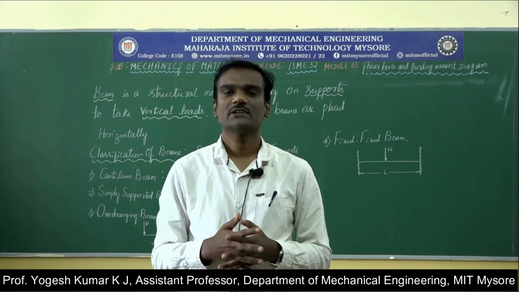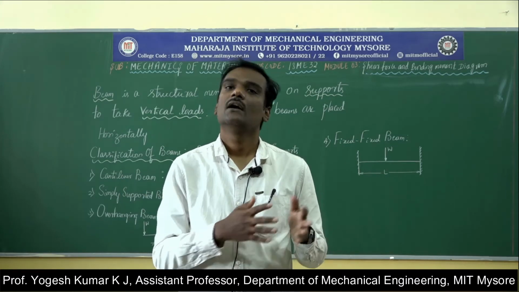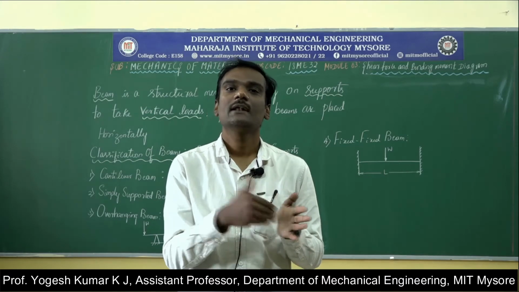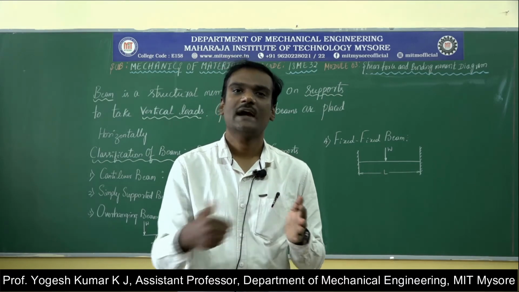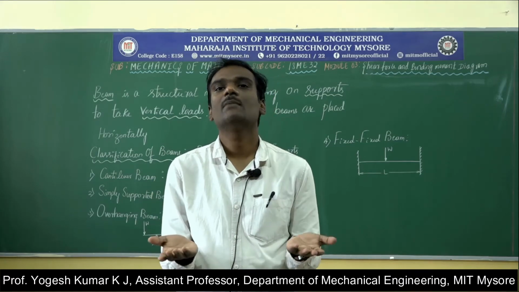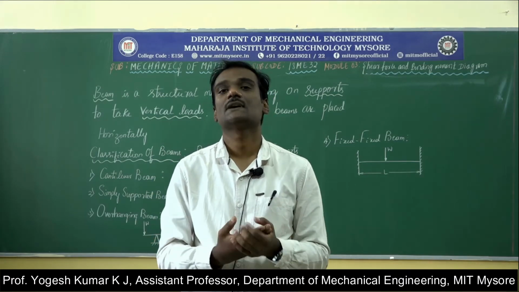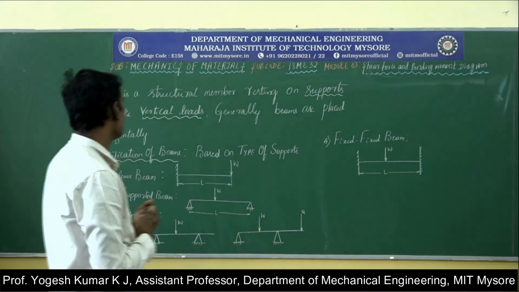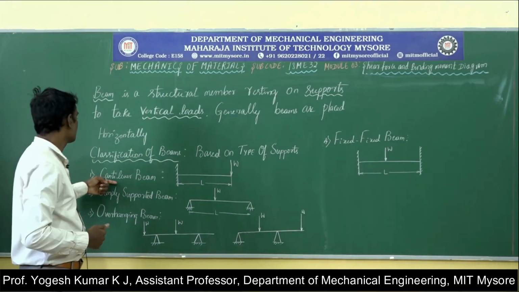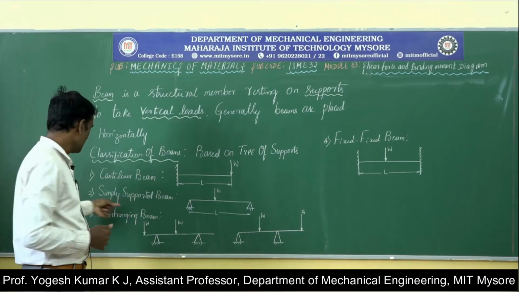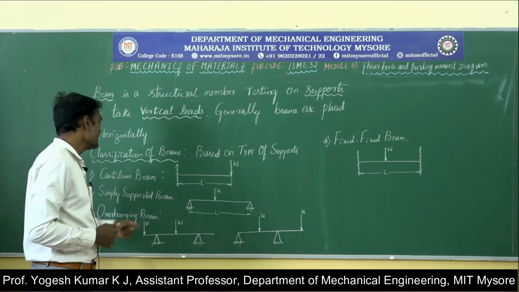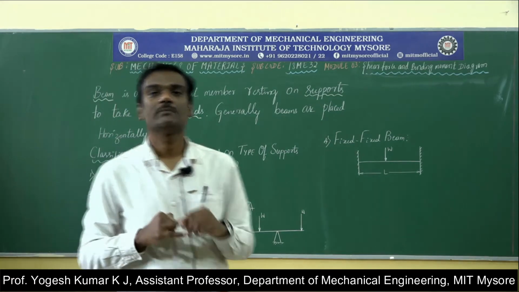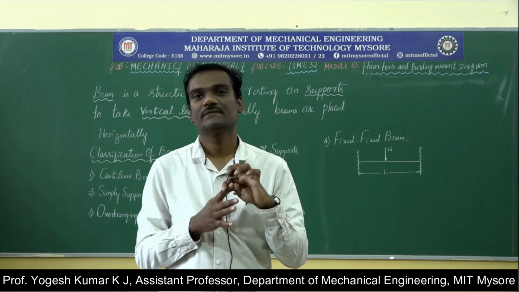Based on the support, what is a support? It is where the beam takes the help of one more structure to stand or to hold some amount of load. Based on these supports, beams are classified into 4 categories: cantilevered beam, simply supported beam, overhanging beam, and fixed beam.